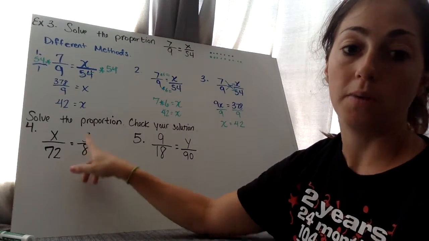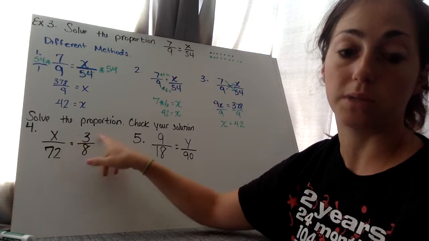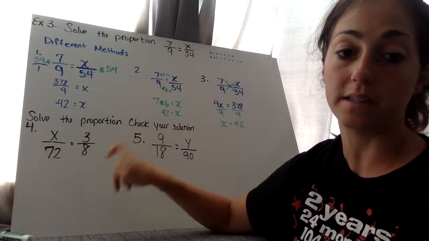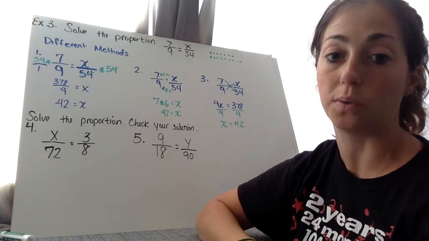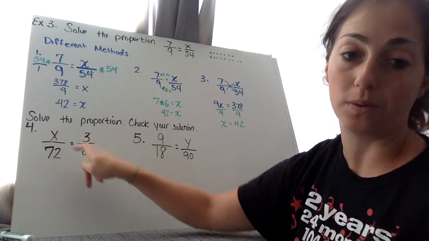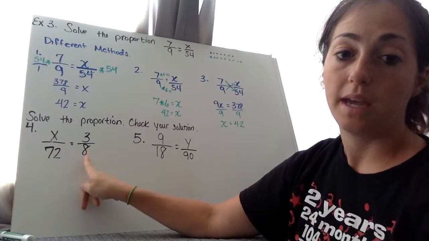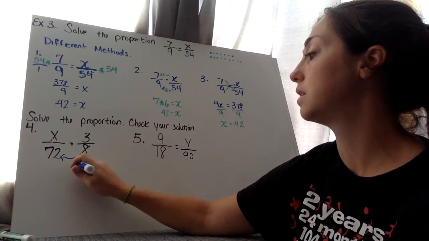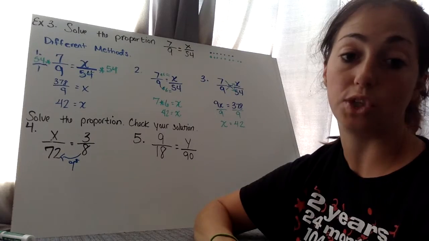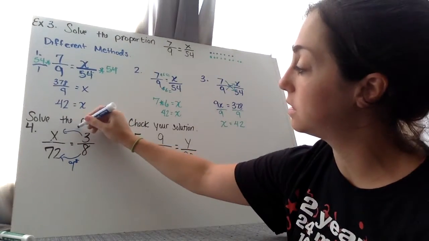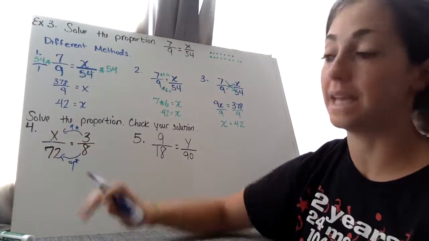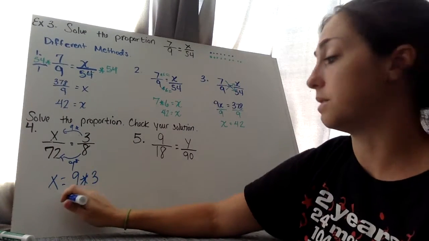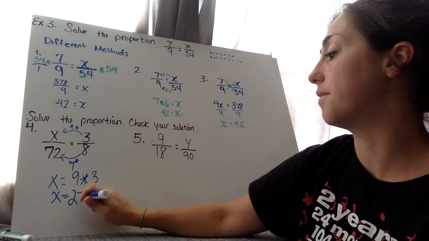So I'm going to notice here that I have x over 72 equals 3 over 8. There's no point in looking at 3 to x, so I'm going to look at 8 to 72, because 3 to x is my unknown, so I'm going to look in the denominator. 8 to 72, how do I get there? Well, 8 times 9 is 72. So that means 3 times 9 is x. 9 times 3, that's 27.